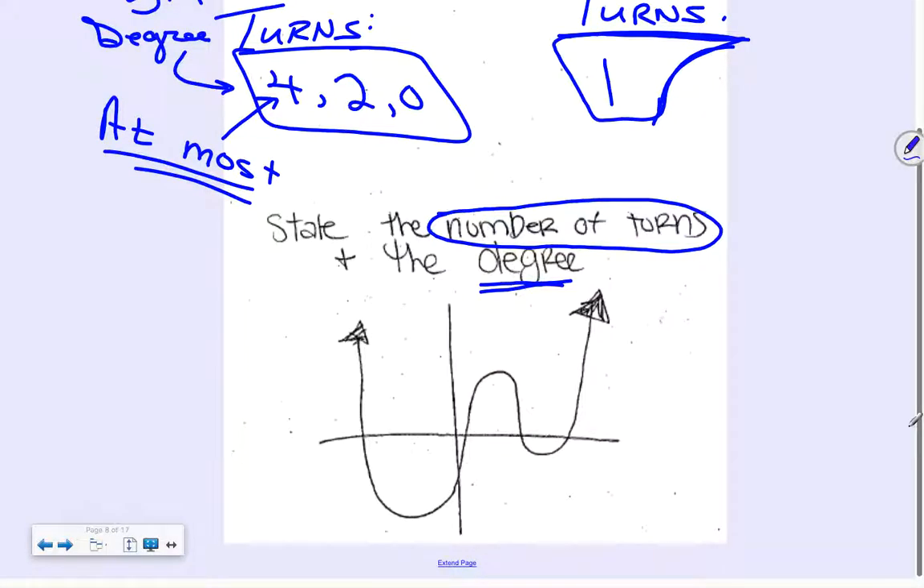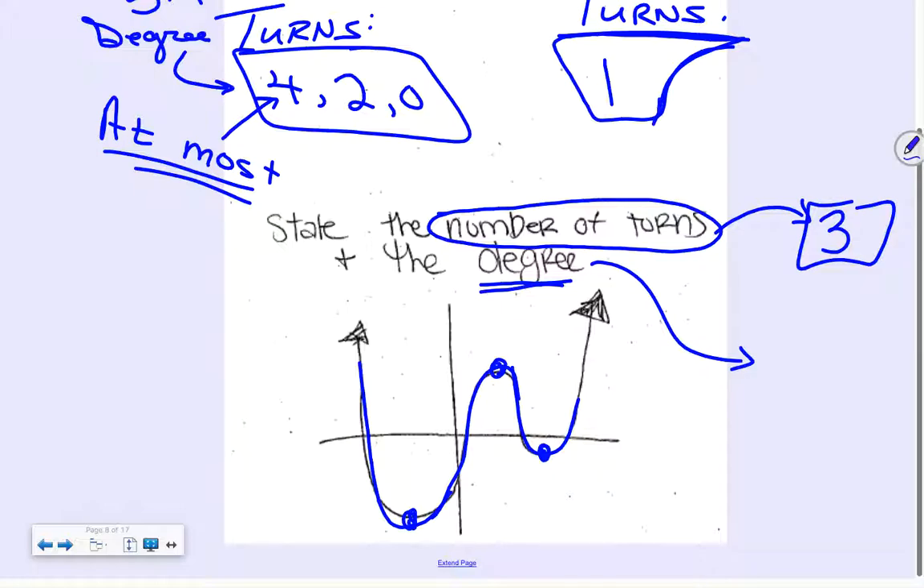All right, go down below. Tell me how many times this thing turns. Did you say a number? 3. Okay, Claire says 3. Is she right? Follow my pen. Down, down, down, down, down. I turn the corner, up. There's a turn. Up, up, up, up. Turn the corner, down. There's a turn. Down, down, down. Turn the corner, up. There's a turn. 1, 2, 3. Got it. 3 turns. Okay, and give me the degree it could come from.